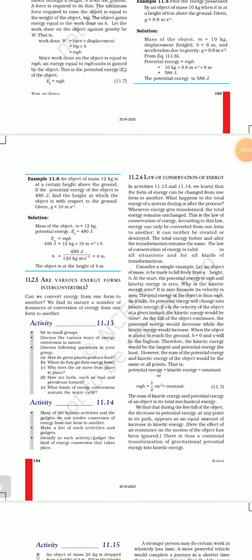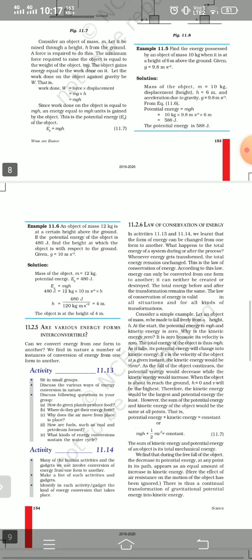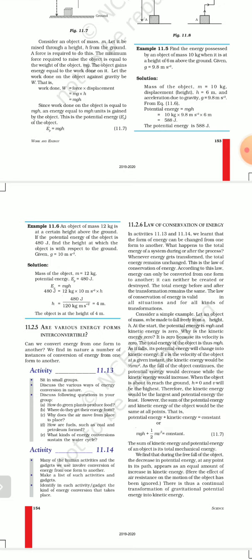Okay, Standard 9, Chapter number 11, Work and Energy. In the previous lecture, we discussed potential energy. The formula of potential energy was EP is equal to mgh. Now, in this lecture, we will discuss two examples of that energy and the law of conservation of energy.